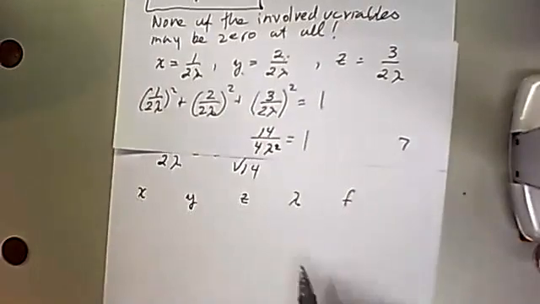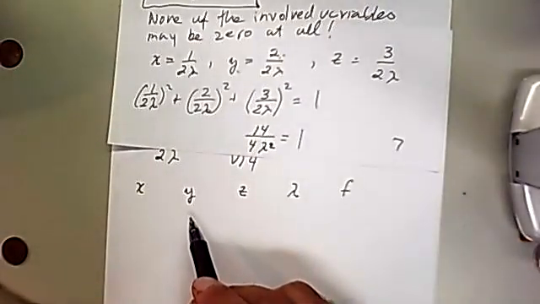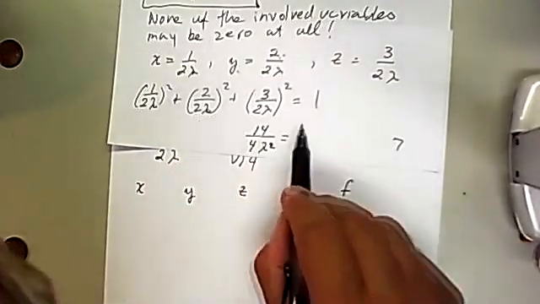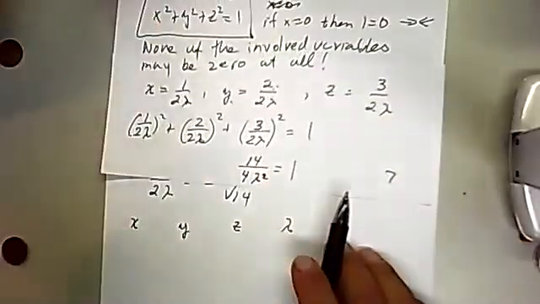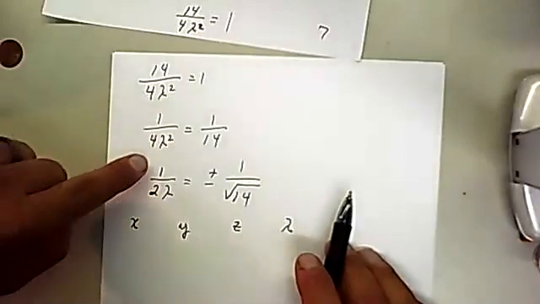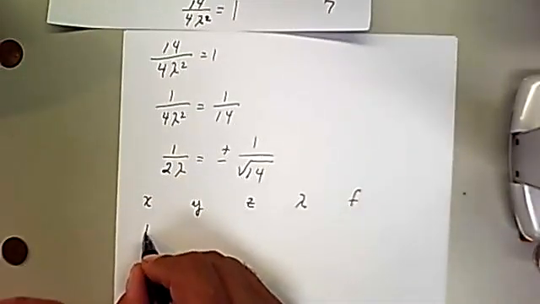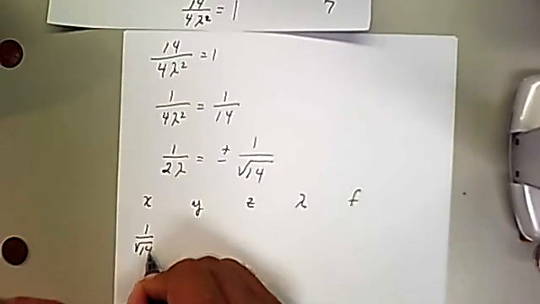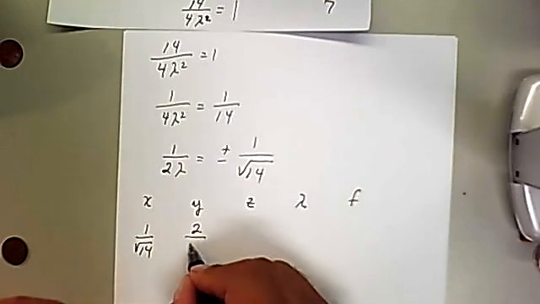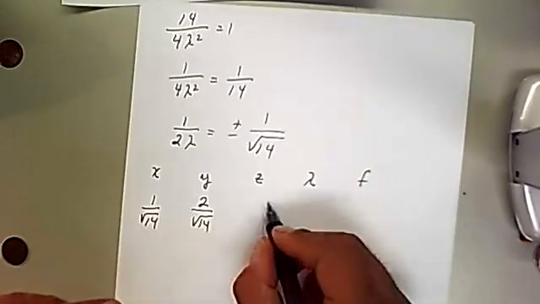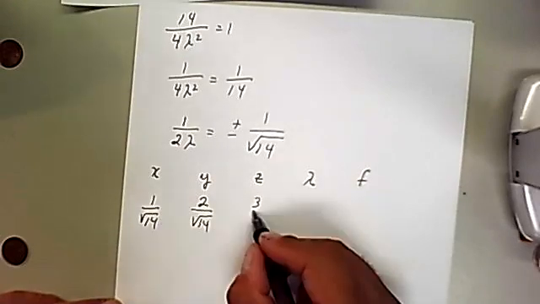Okay, so the x is, oh, it is up here. It is 1 over 2 lambda. 1 over 2 lambda is plus or minus. So let's take the plus for now, 1 over square root of 14. Y is going to be twice as much. Z is going to be 3 times the original x.